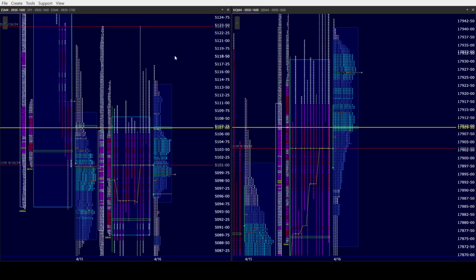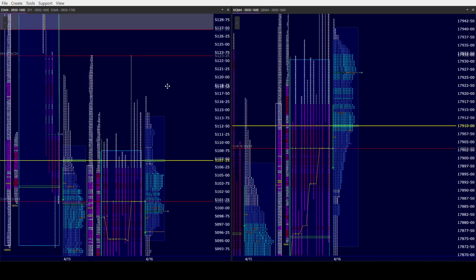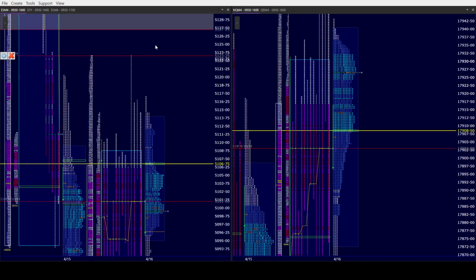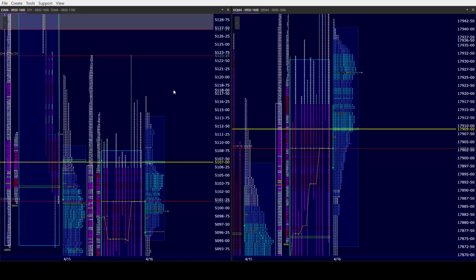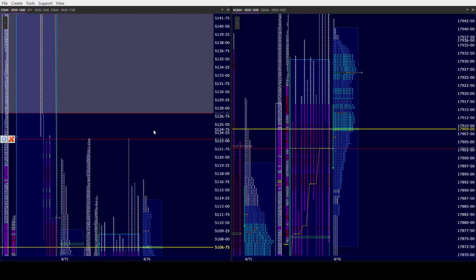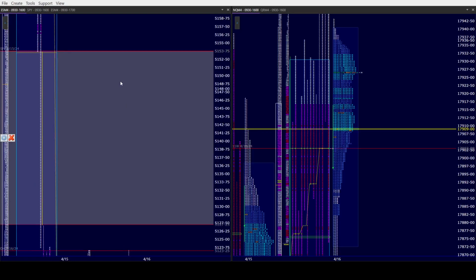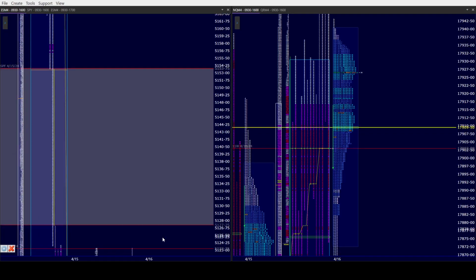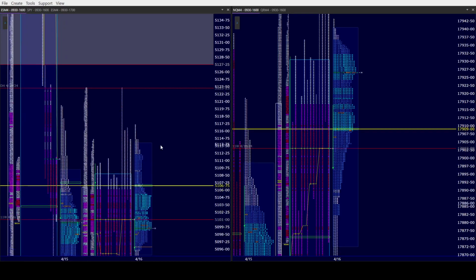So the bulls' first goal will be 23.25. Take out yesterday's high, you're back to balance. That would be the first target. Next would be to get into the single prints of 27.25 and then a big task of filling them at 53.75. So those are the main targets initially for the bulls.